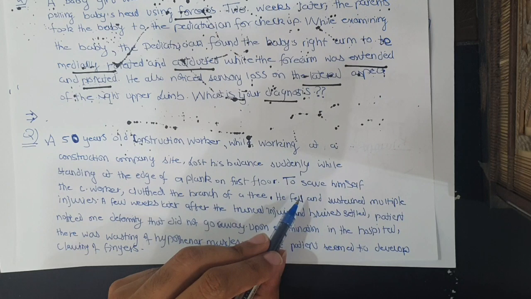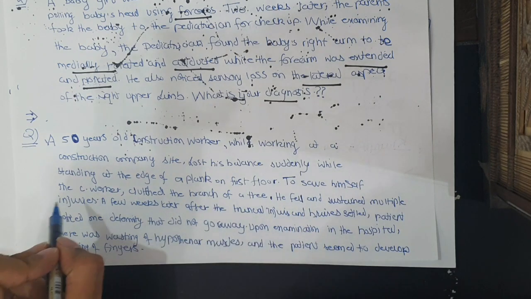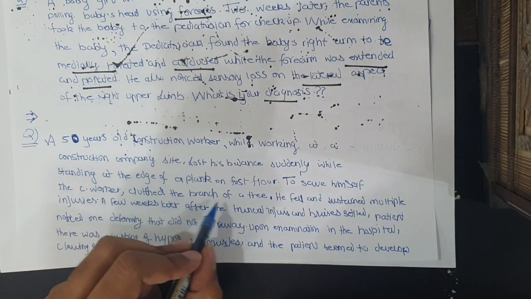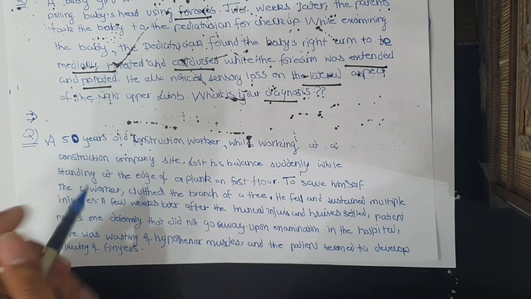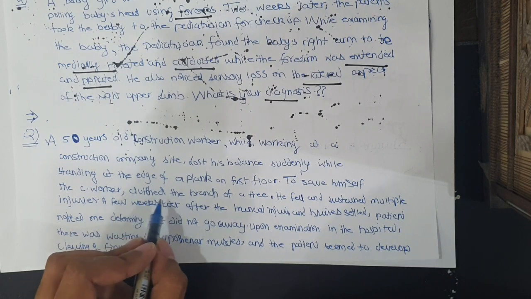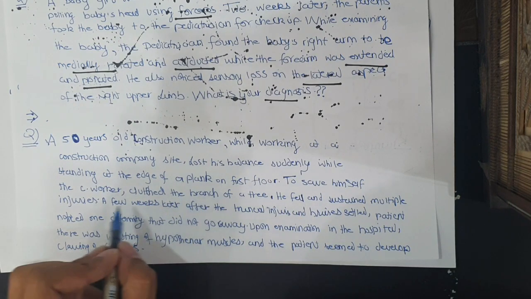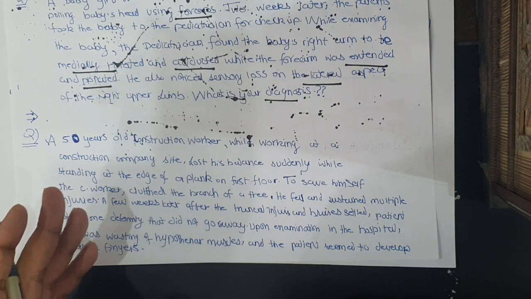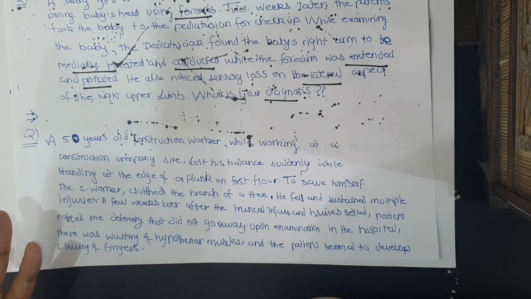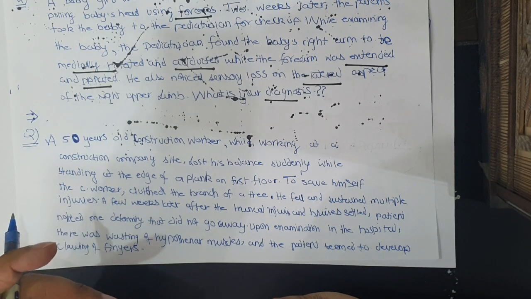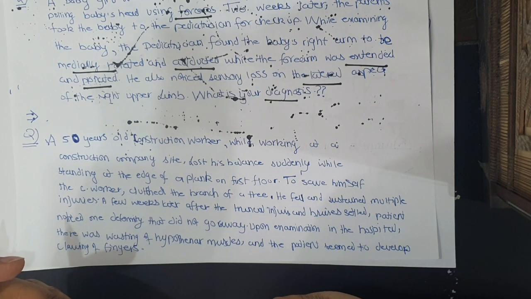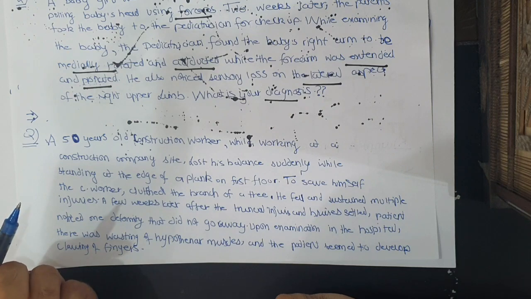Over here, if we look at the scenario, to save himself, the construction worker clutched the branch of the tree. He fell and sustained multiple injuries. The patient clutched the branch of a tree, which indicates that there was sudden abduction. Alright, there was sudden abduction which led to the injury of the C8 and the T1 nerve roots, which led to X paralysis and the cutaneous analgesia along the areas which are supplied by the ulnar nerve.